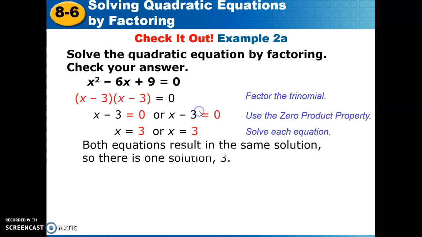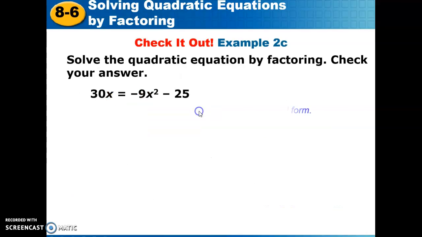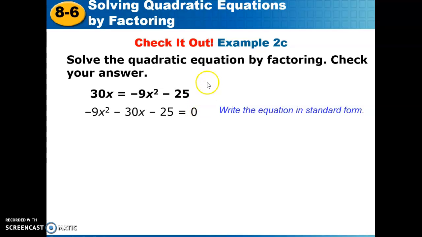So I'm going to skip on to one that's a little bit harder. Let's see here. We have 30x equals negative 9x squared minus 25. Again, this is something that's a little weird. We want to put it in standard form so it's easy for us to factor it eventually. When we move this 30x over to the other side, they kind of skip a step, but they subtracted 30x on both sides. We get negative 9x squared minus 30x minus 25.